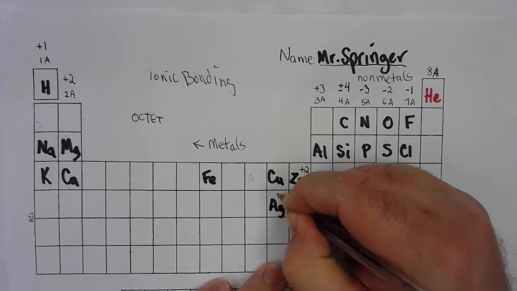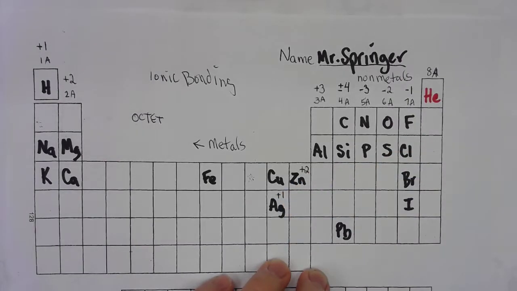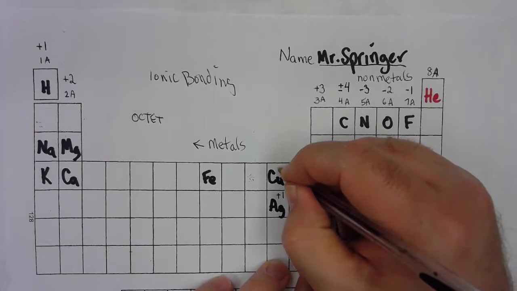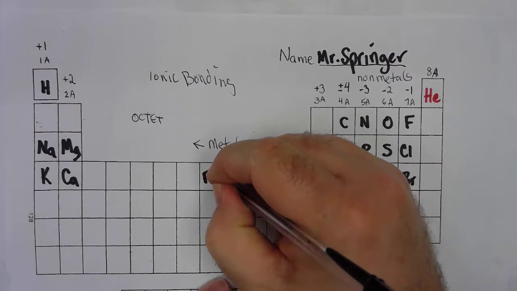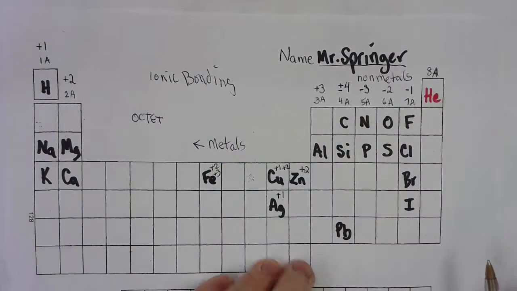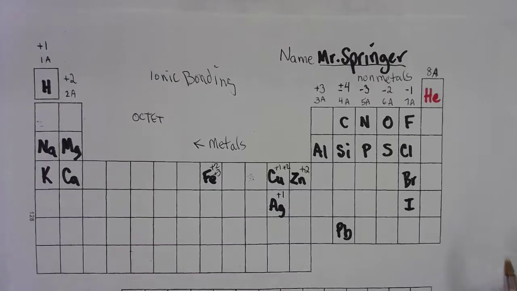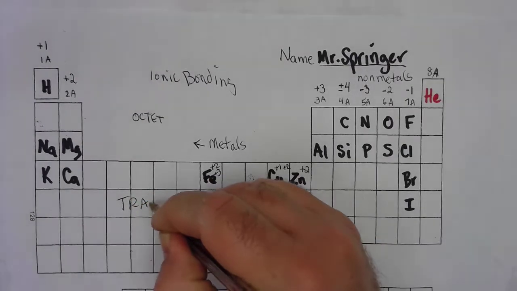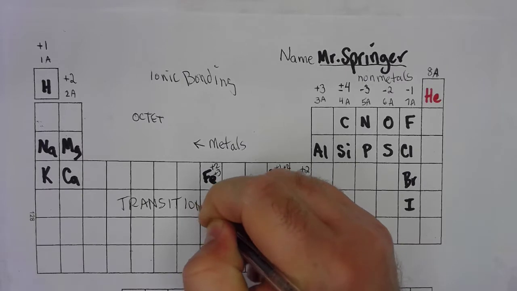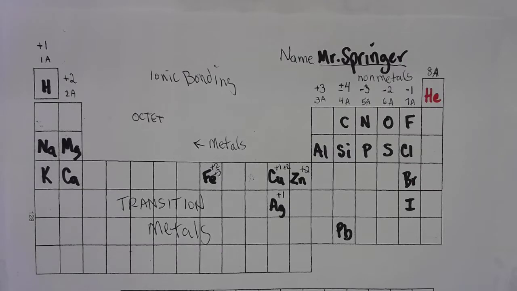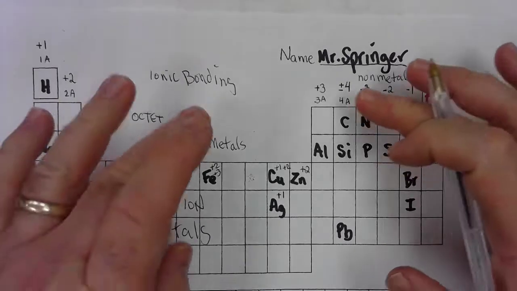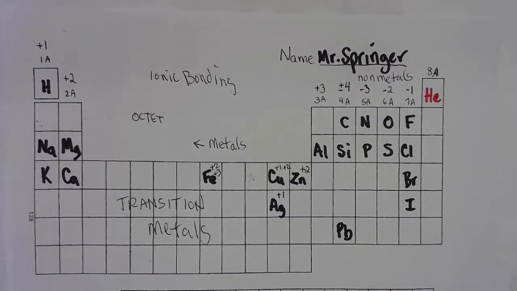Silver is always a +1 ion. Copper can be +1 or +2, and iron can be +2 or +3. Most of these out here in the middle, which are what we call the transition metals, can have multiple charges. So some of those you just have to memorize. But these out here in the representative, the A groups, you can pretty much tell what they're going to be by their location on the periodic table.